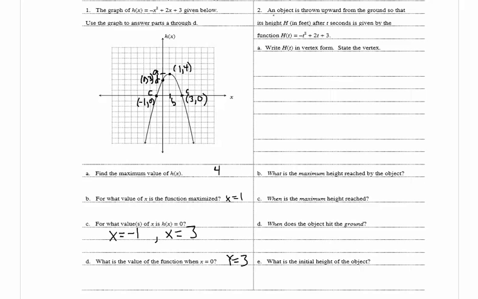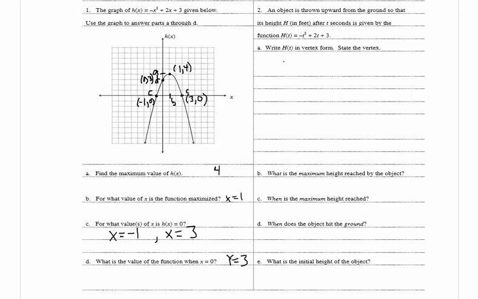Now in 2, it says an object is thrown upward from the ground so that its height h in feet after t seconds is given by the function h of t is equal to -t squared plus 2t plus 3. If you notice, the function in 2 is the same function from 1, except now we have a t variable instead of an x variable. In A, it says write h of t in vertex form and state the vertex.